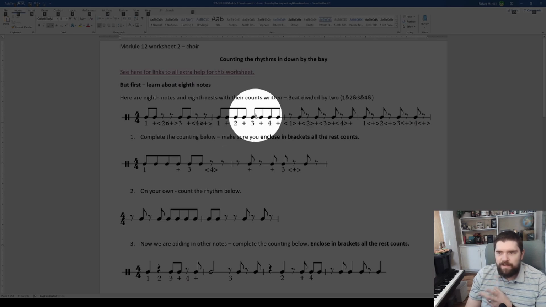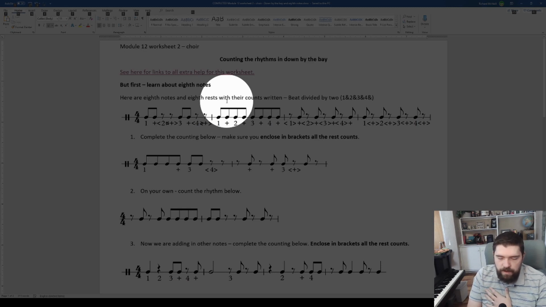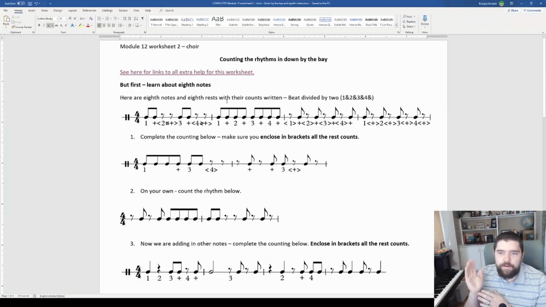Okay, and the way that we count these eighth notes is there are 2 per beat. So you need to feel what's called the subdivision of the beat. Okay, and that's how you divide the beat up. The beat can be divided up lots of different ways, but the most common way is to divide it up into 2. So we have 1 and 2 and 3 and 4 and we divide the beat up into 2.